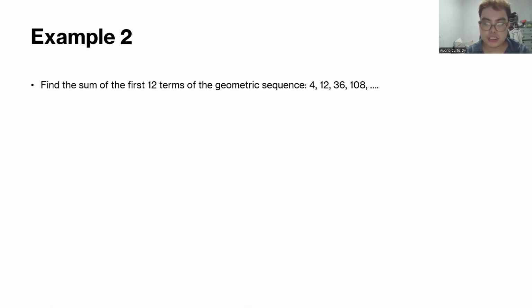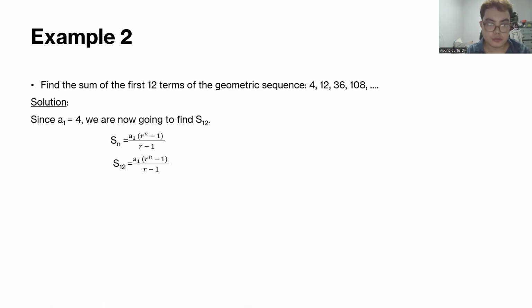108 divided by 36, which is 3. So the common ratio here is 3. Okay, so the first term is 4. Now we're going to find S sub 12, which is the sum of the first 12 terms.